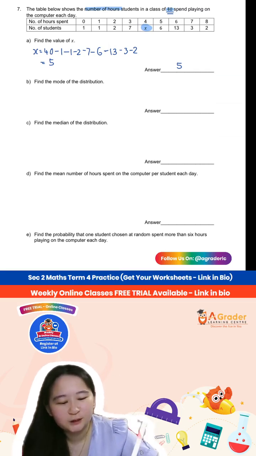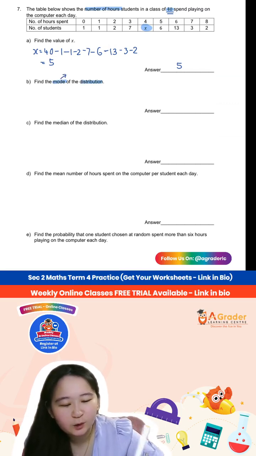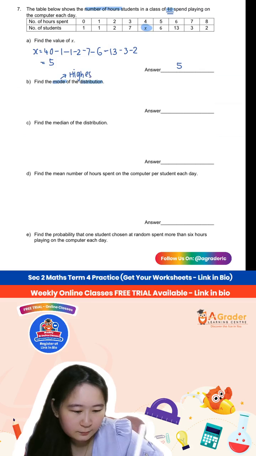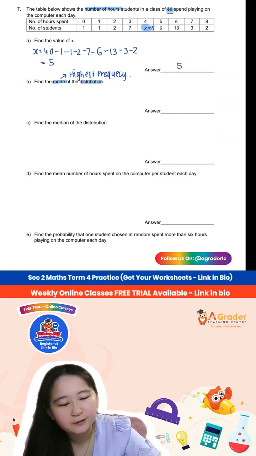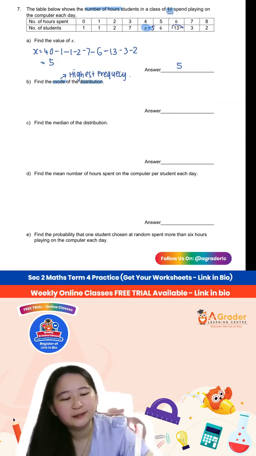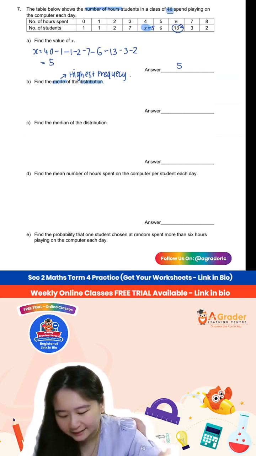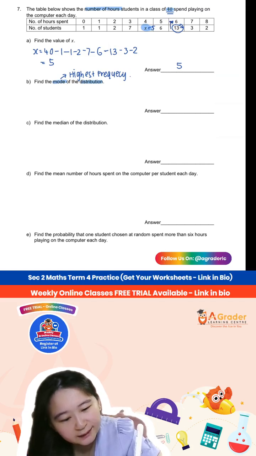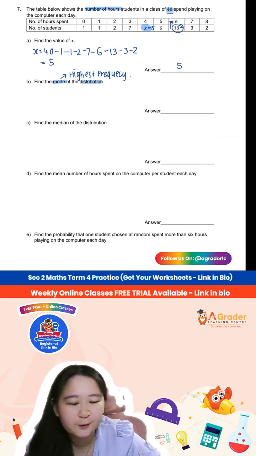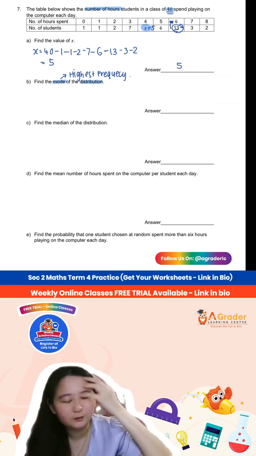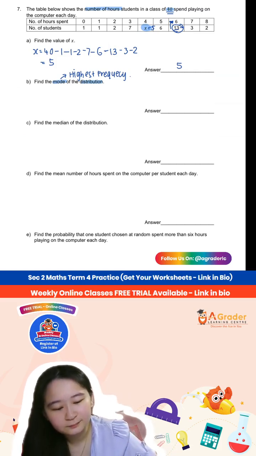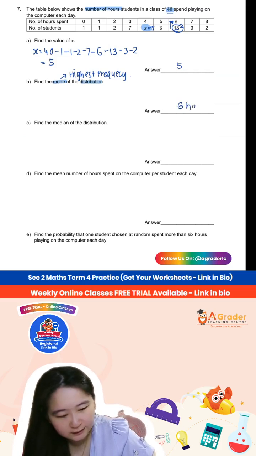Find the mode of the distribution. So mode means you want the frequency. So which group of the number of students is the largest. We know x equals to 5. So 13 is the greatest frequency. Do not write the answer as 13. Must relate back to what these 13 students are part of. So these 13 students spend 6 hours a day to play game. So the answer should be 6 hours.